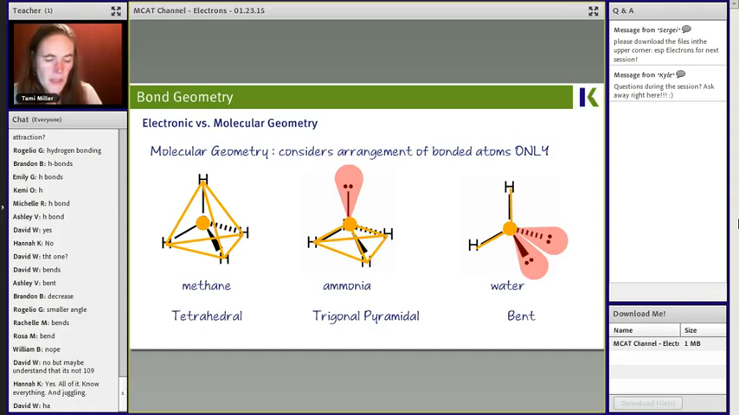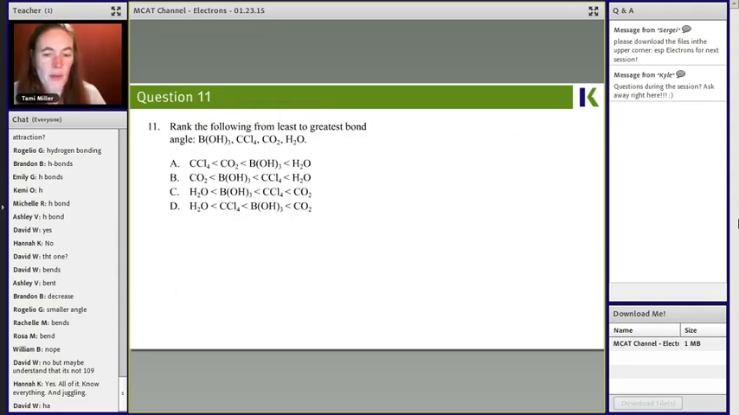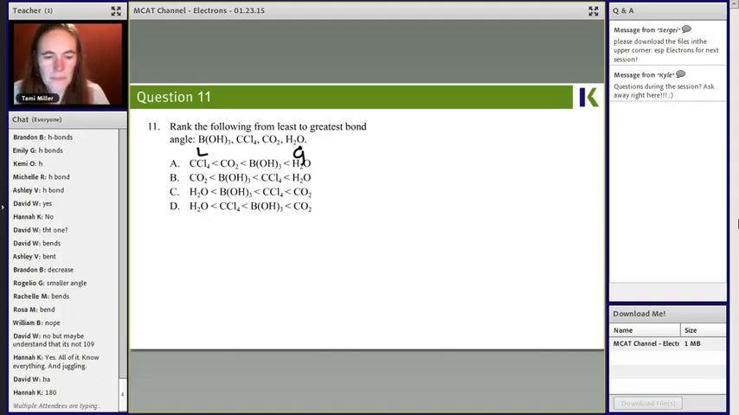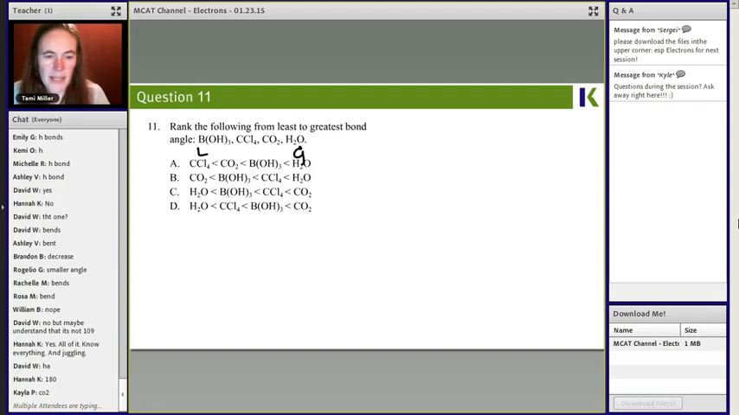Okay? So for this, I would like to look at just question 11. After question 11, we will be done. The others you're going to do as homework. So rank the following from least to greatest bond angle. Least is going to be over here on the left, and greatest is going to be over here on the right. What is my biggest bond angle between all of these? Which one's linear? It's 180. It's going to be carbon dioxide.